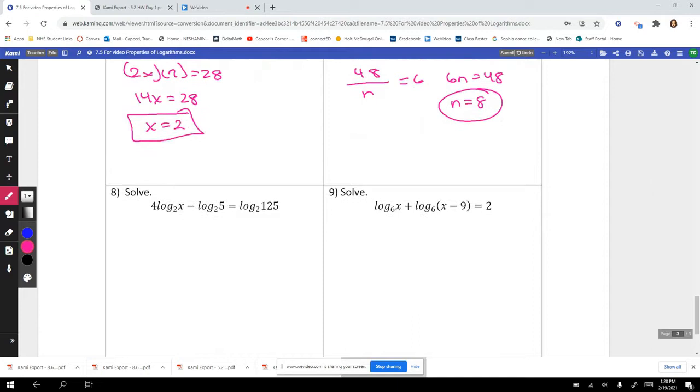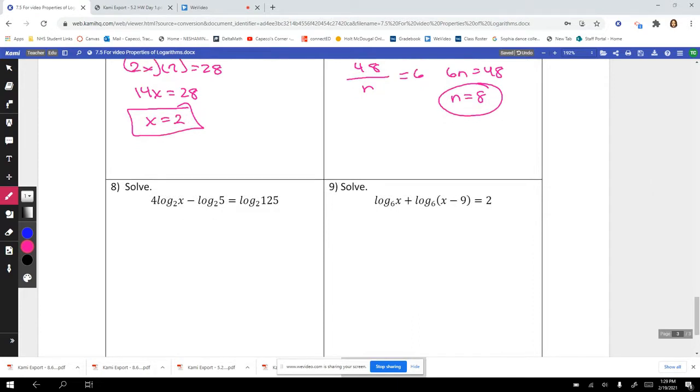Okay. All right, moving on. Again, I still have log base 2, log base 2, log base 2. This time, remember, if a number's in front, it's really an exponent, so I'm going to bring that up top. So I have x to the 4th, minus means division, and then I have 5 is equal to 125. Now, this is over 1, so if I cross multiply, I get x to the 4th is equal to 5 times 125, which gives me 625. From here, I need to take the 4th root of both sides. So x is equal to 5.